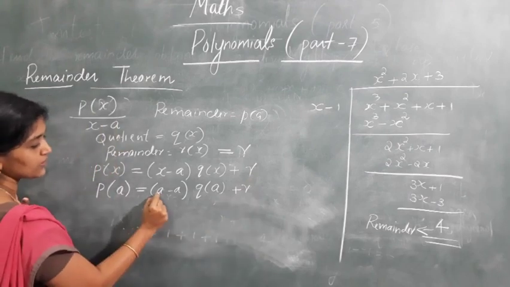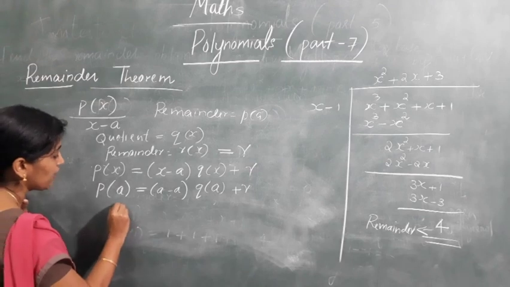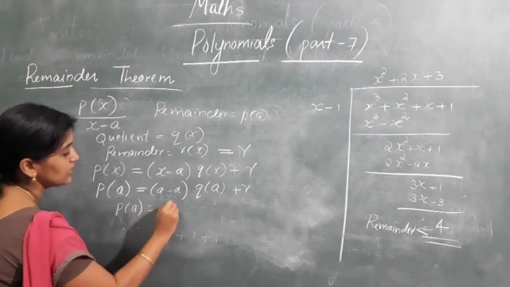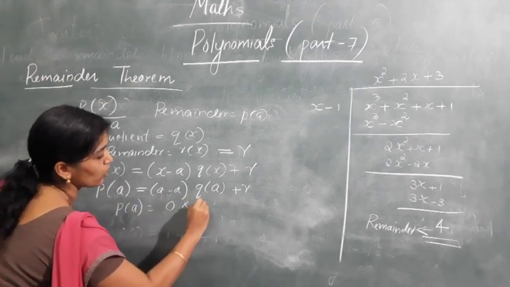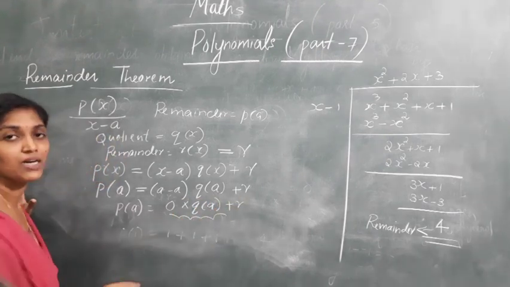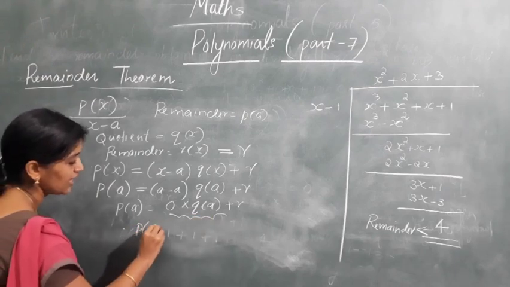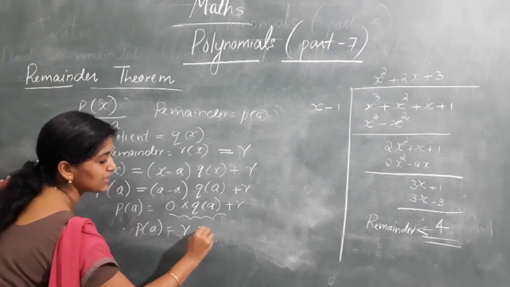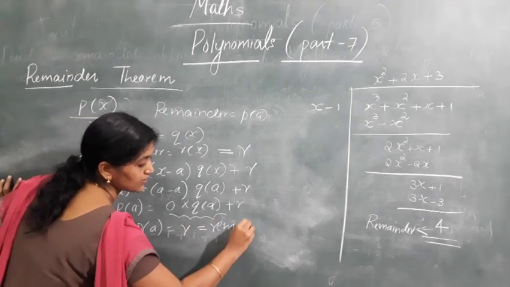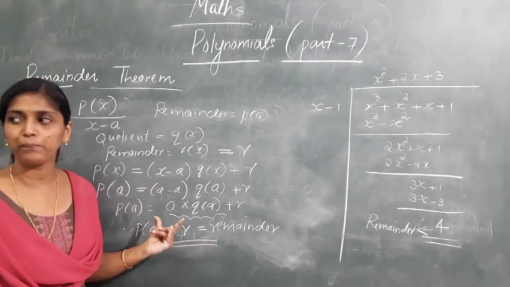But we know what a minus a is. It becomes 0. So p of a is equal to 0 into q of a plus r, which means this term becomes 0. So what you get here is p of a is equal to r. R means it is the remainder. Okay, this is our proof.